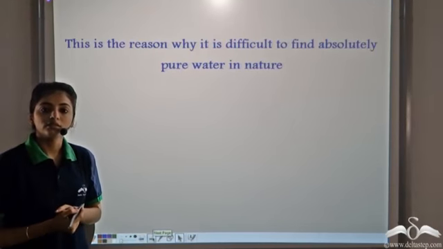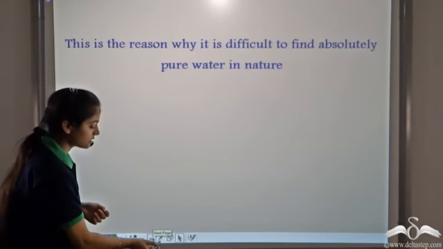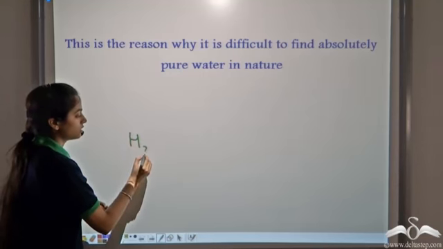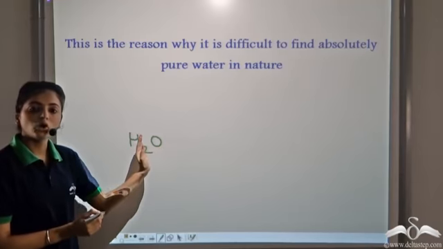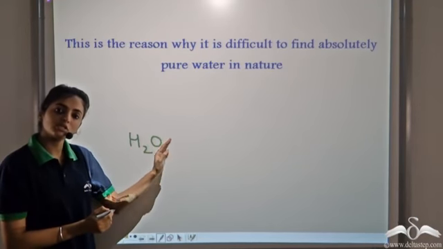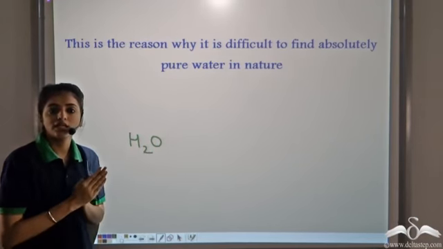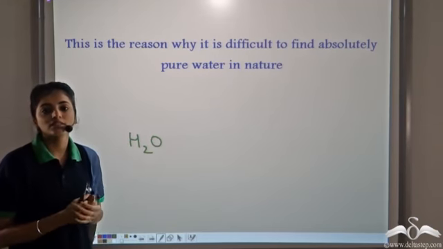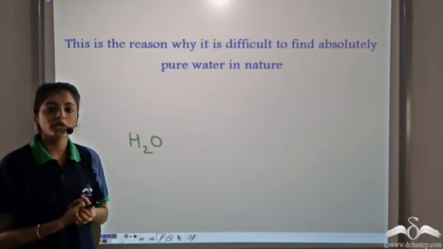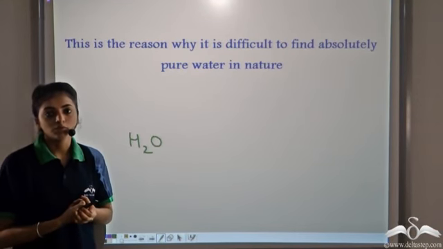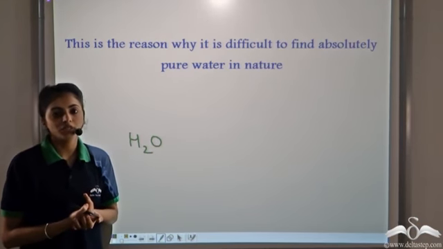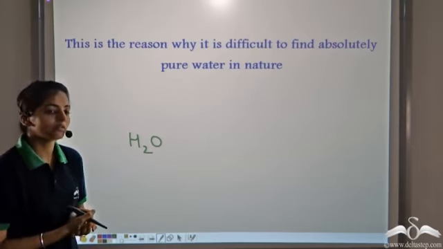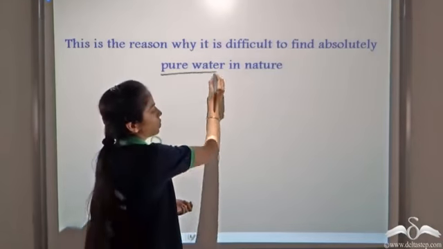This is the reason why this property of water, that is H2O, in which oxygen is slightly more electronegative than hydrogen, oxygen gets a slightly negative charge, hydrogen atoms get a slightly positive charge. This makes water a universal solvent. And this is the reason why it is difficult to find pure water in nature. Because water tends to dissolve most of the substances, it is considered to be a universal solvent. So it is very difficult to find absolutely pure water in nature.